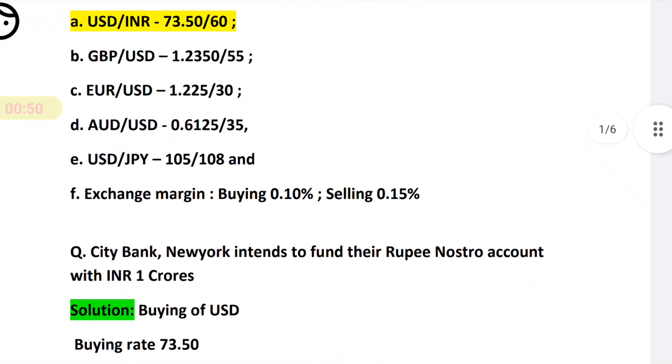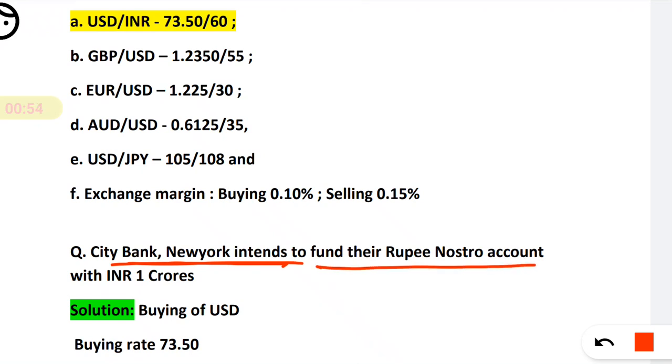The question is that Citibank New York intends to fund their rupee Nostro account with INR 1 CR. So what is the scenario? The scenario is that Citibank, based at New York, wants to fund their rupee Nostro account with the amount of 1 CR.